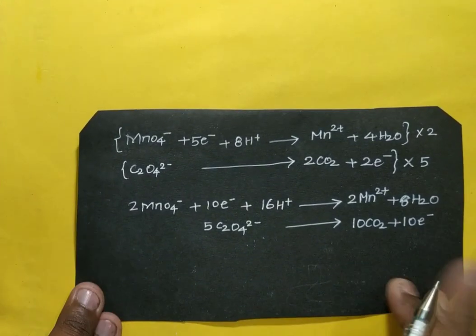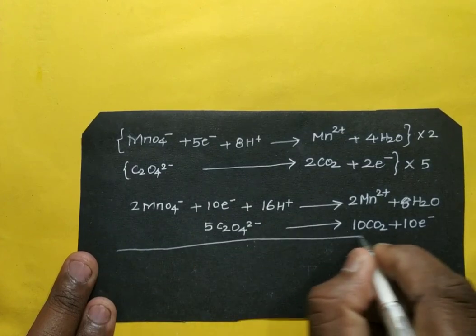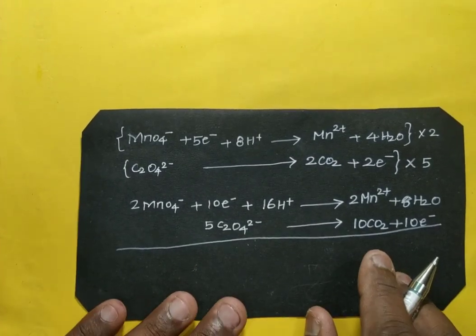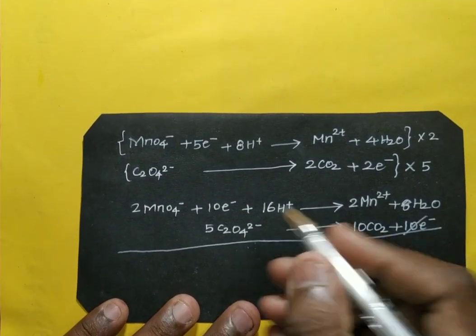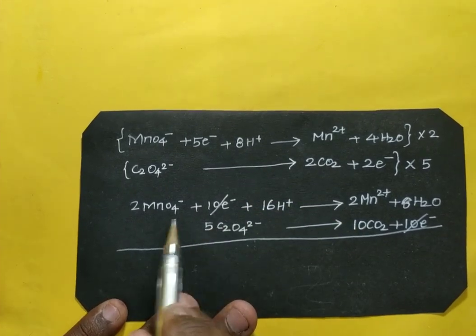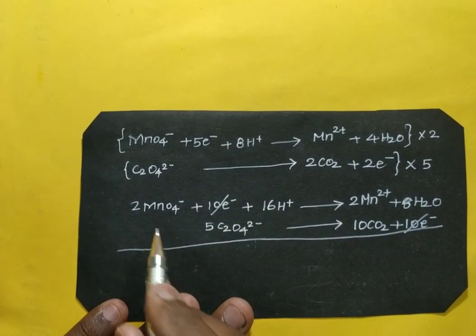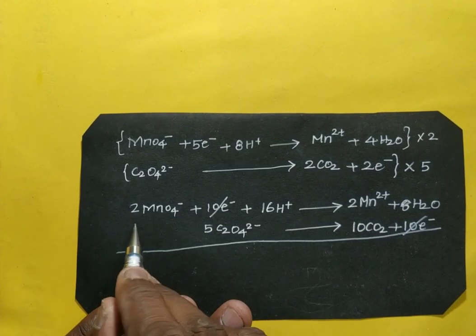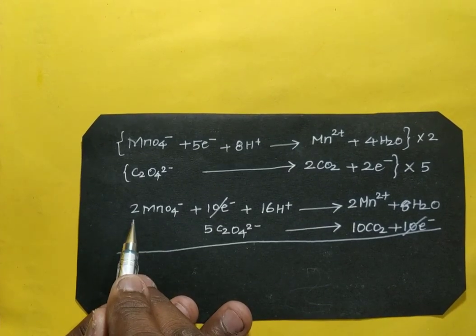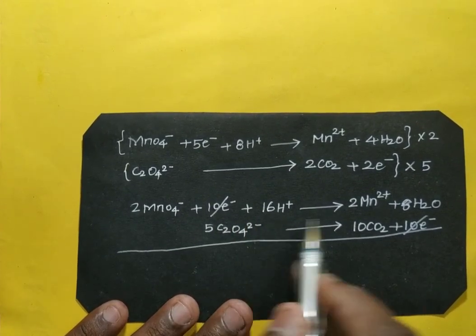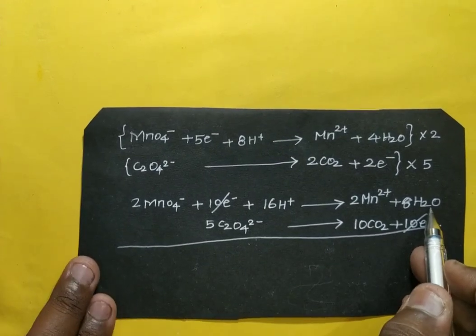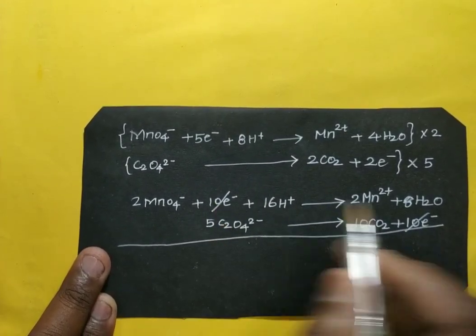Now you can compare the equation. Now we have to balance this whole equation. You just look at it. So here, how to balance this equation now. So here it is 2 MnO4 minus and then 16 H plus, 2 Mn2 plus, 8 H2O, because the 10 electrons are cancelled.